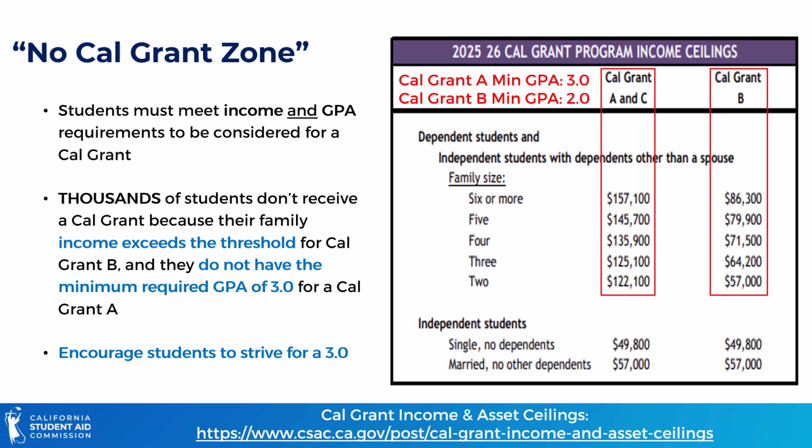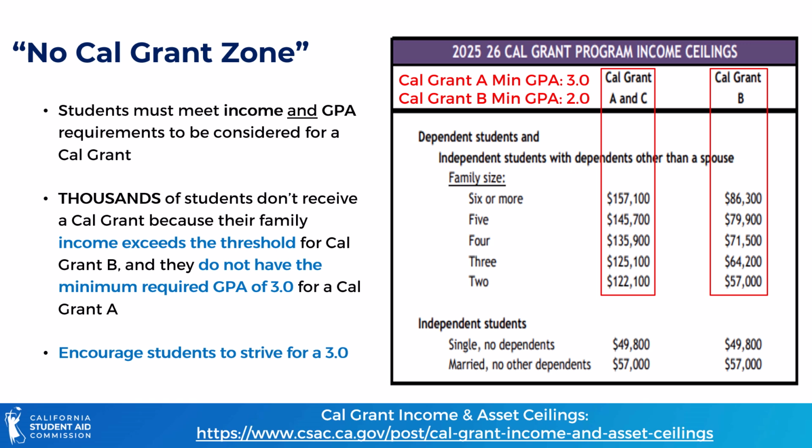So, to be awarded a Cal Grant B, a student whose family size is 4, for example, must have an income of $71,500 and have a minimum GPA of 2.0. Every year, thousands of students are disqualified from receiving a Cal Grant because their family income is above the threshold for their family size, and the student does not have the minimum required GPA.